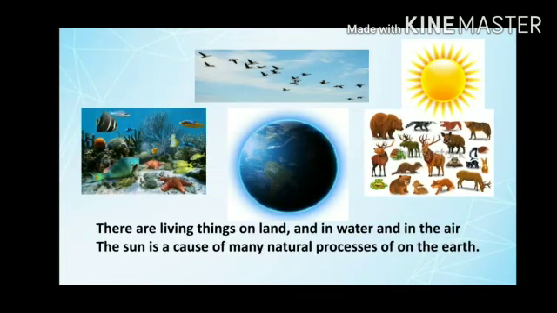That is, we see birds in the air, we see fishes and other organisms in water. And we already know that on land, numerous animals and plants live on the Earth. The sun is the main cause of many natural processes on the Earth. So the sun is the main source of energy for all organisms on the Earth.